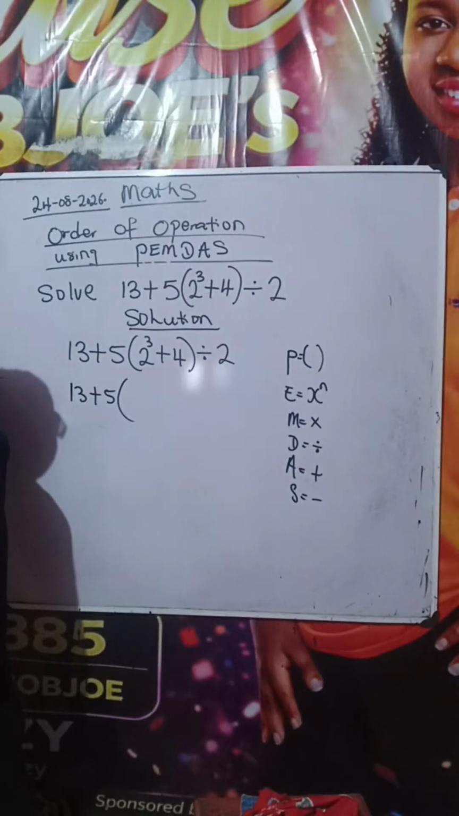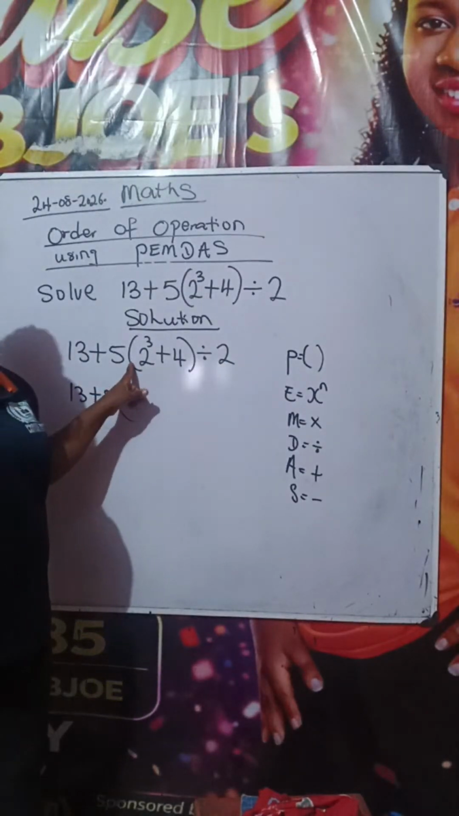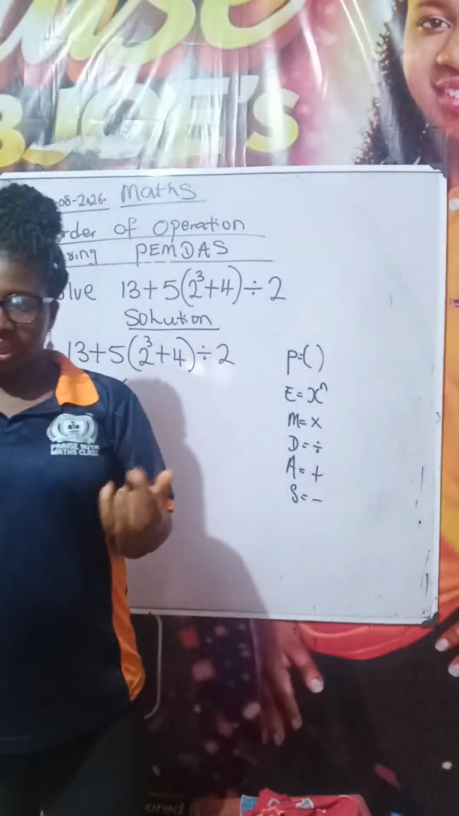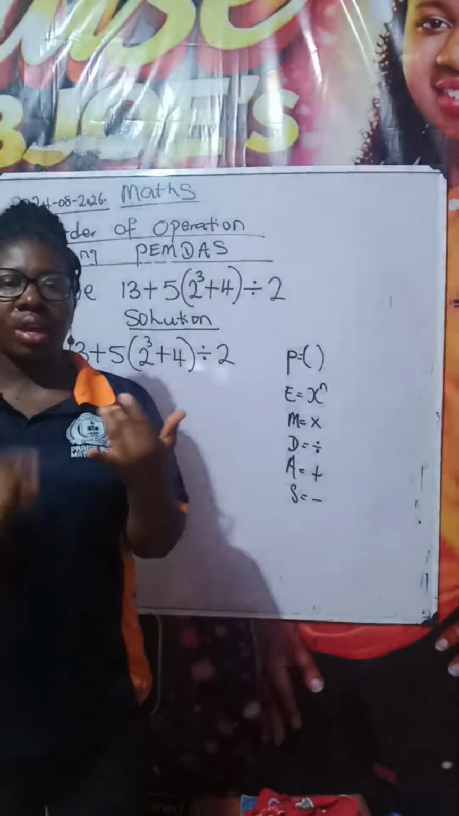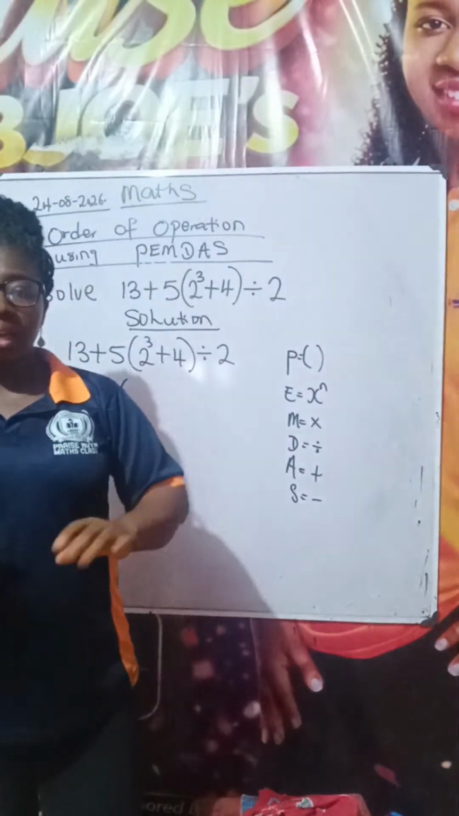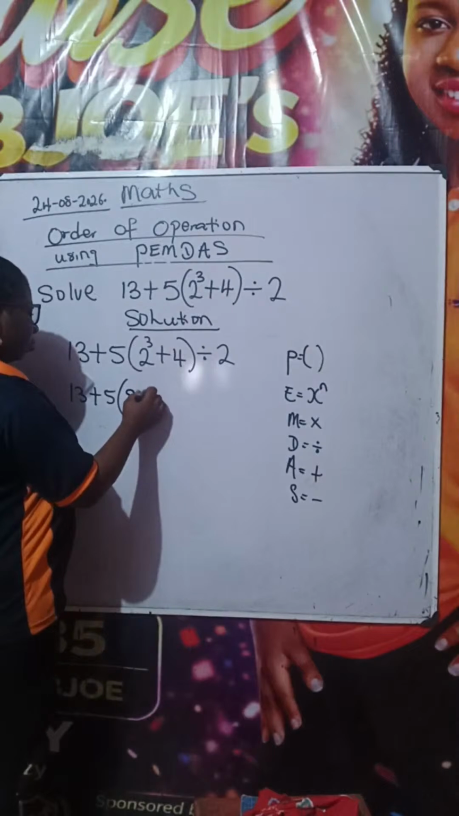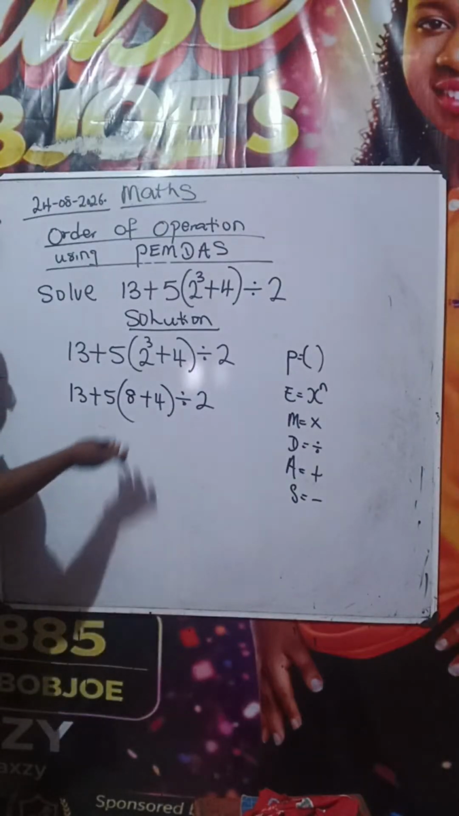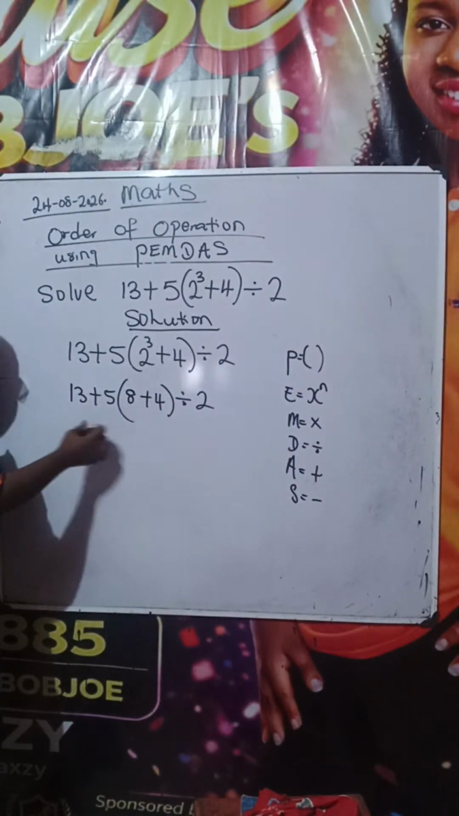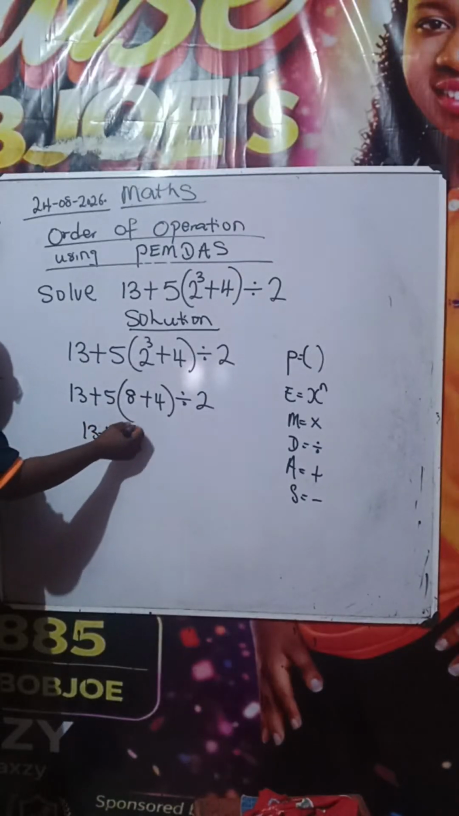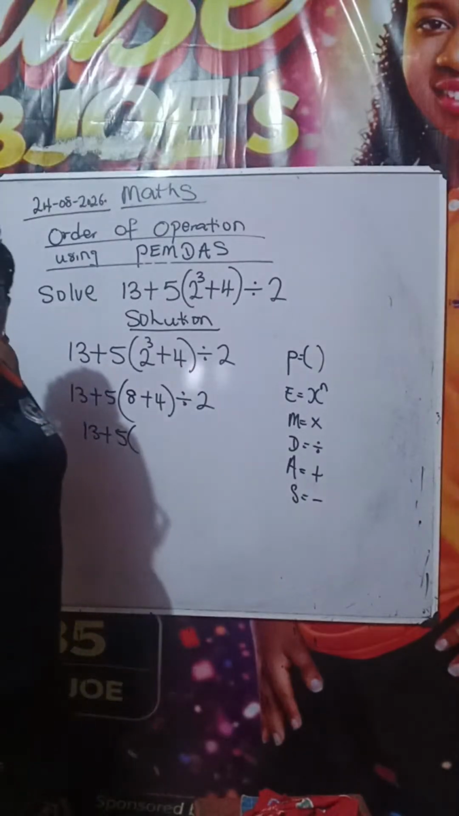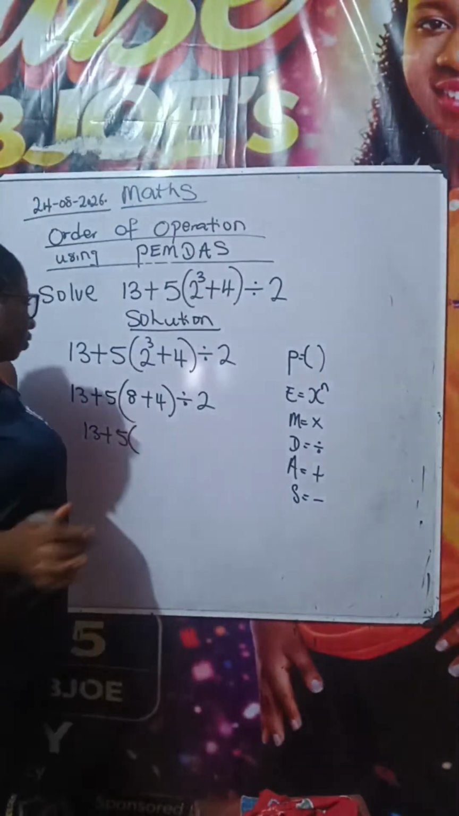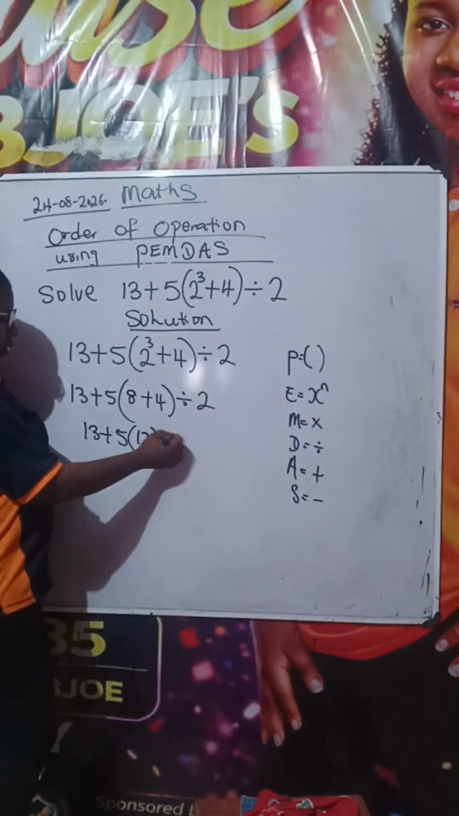What is it going to give us? When you have 2 raised to the power of 3, it means we multiply 2 in 3 places. Yes, Abdul, nice one. So we have 2 times 2 times 2, and that will give us 8. Then plus 4, then divided by 2. Then we come back to the parentheses again. So we have 13 plus 5, then 8 plus 4, and that will give us 12. So we have 12, then divided by 2.